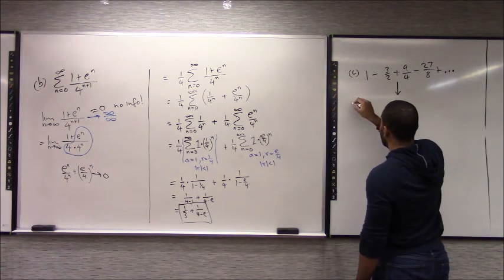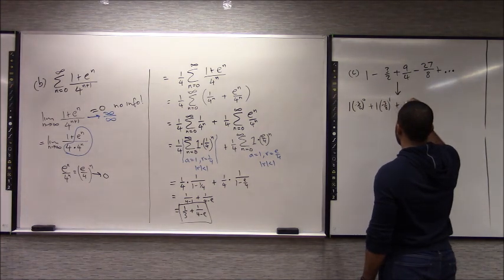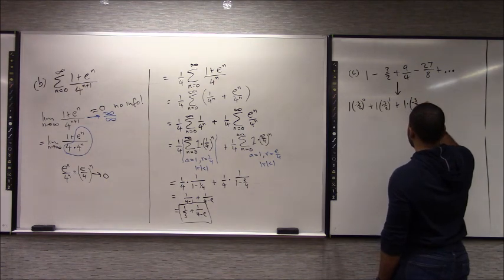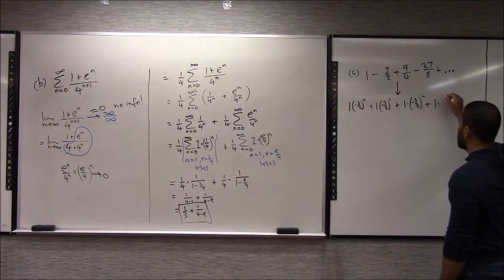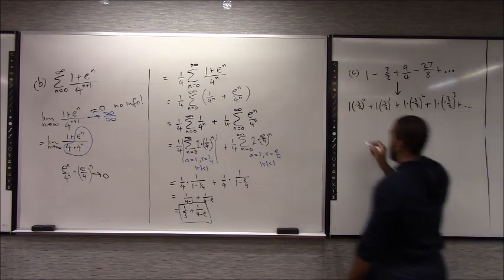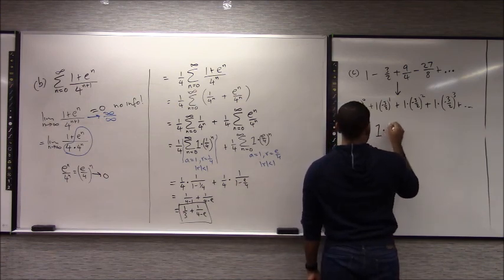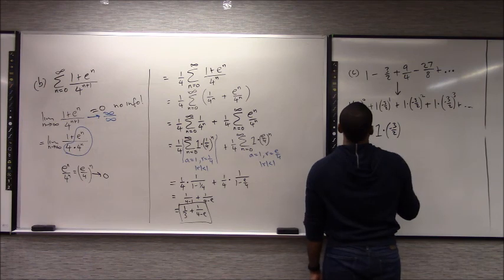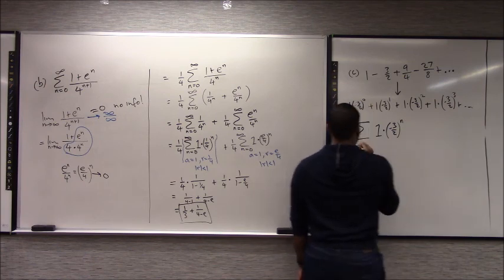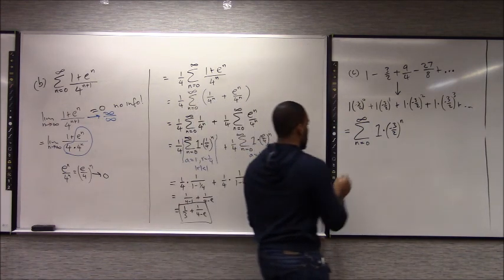Notice that the first term is 1 times minus 3 over 2 to the 0. Then it's 1 times minus 3 over 2 to the 1. Then it's 1 times minus 3 over 2 to the 2. Then it's 1 times minus 3 over 2 cubed. So this actually looks like a series of 1 times minus 3 over 2 to the n, when n starts from 0, goes off to infinity. So this is actually geometric.